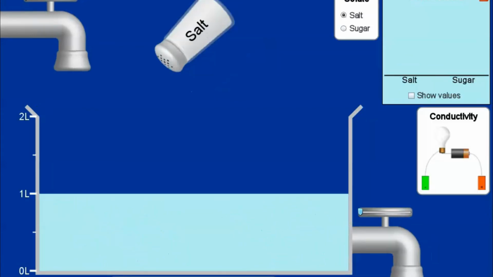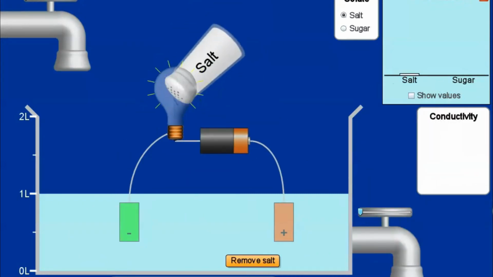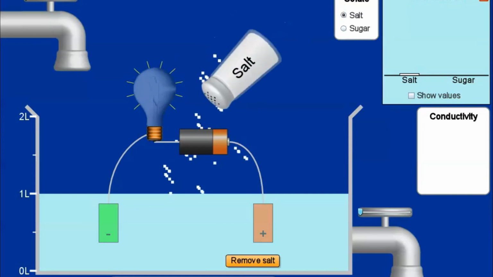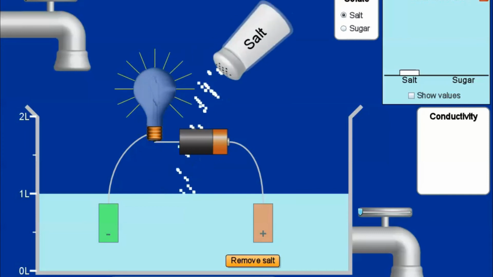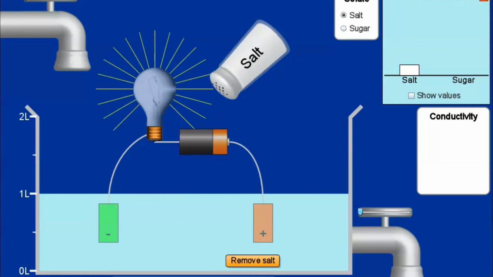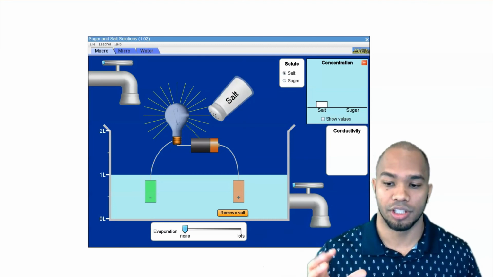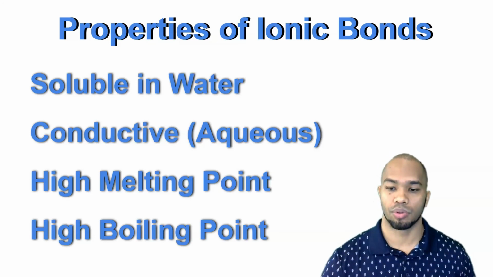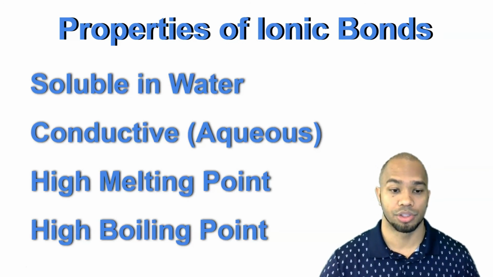All right, so let's see if salt conducts electricity. Notice, as I add salt, it actually conducts electricity in an aqueous solution, in a water solution. Now, it's important to note that atoms that form ionic bonds won't conduct electricity without being in an aqueous solution. Properties of ionic bonds: they're soluble in water, meaning they'll dissolve. They are conductive in an aqueous solution.